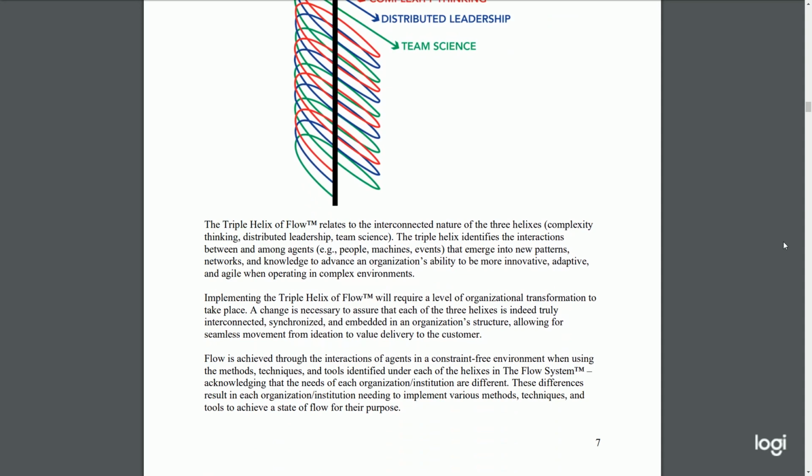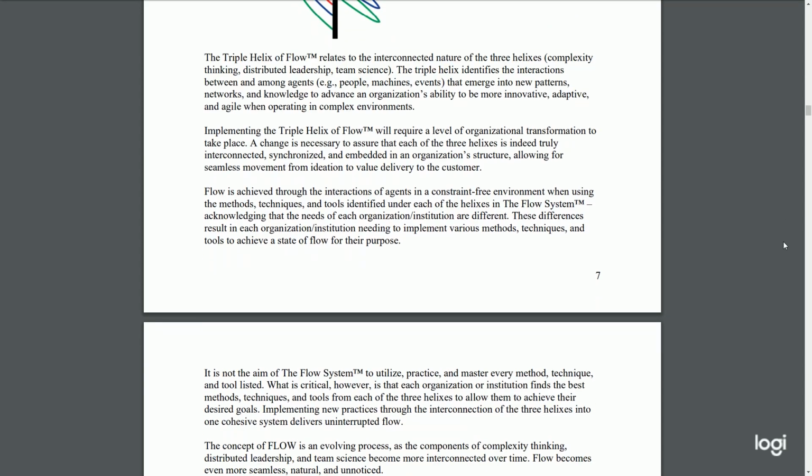Flow is achieved through the interactions of agents in a constraint-free environment when using the methods, techniques, and tools identified under each of the helixes in the flow system. Acknowledging that the needs of each organization or institution are different, these differences result in each organization or institution needing to implement various methods, techniques, and tools to achieve a state of flow for their purpose.